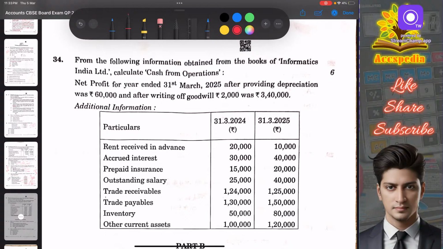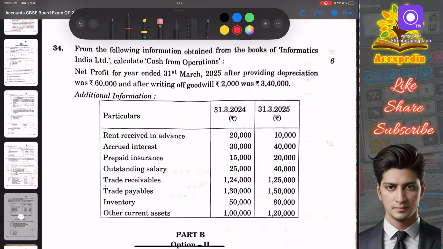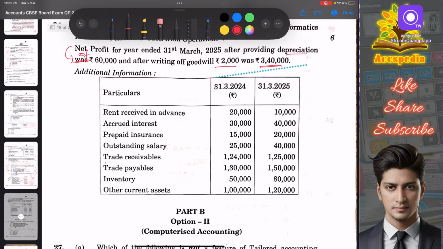From the following information obtained from the books of Informatics India Limited, calculate cash flow from operations. Net profit for the year ended 31st March 2025, after providing depreciation of 60,000 and after writing off goodwill of 2,000, was 3,40,000. Okay.